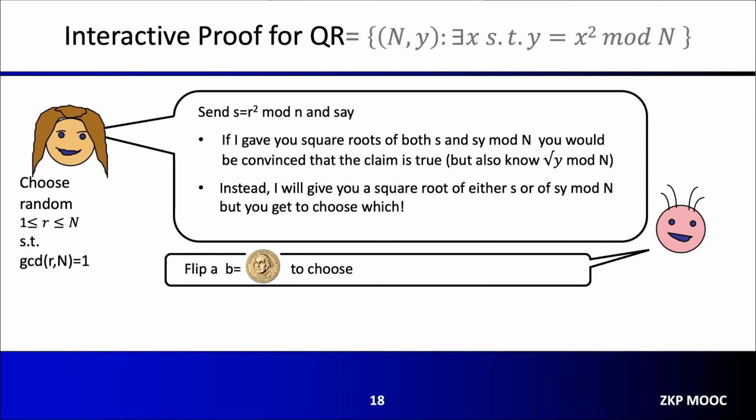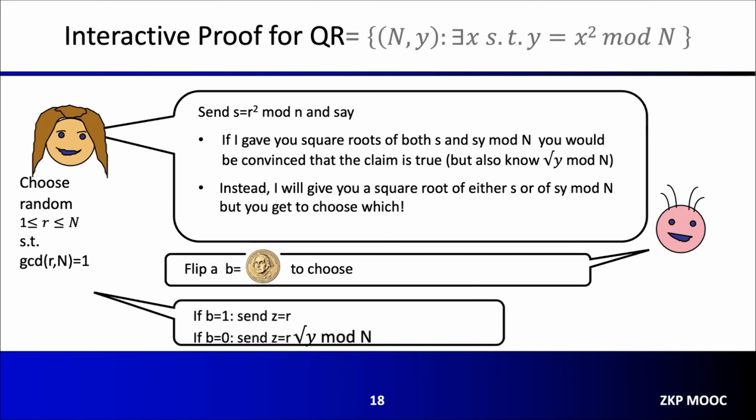I will flip a coin as a verifier to choose a challenge. Hey, give me the square root of s, or hey, give me the square root of s times y. He's supposed to do that. So if my coin turned out heads, or 1, the prover is supposed to give back the square root of s, which is r. And if the coin was tails, he's supposed to give the square root of s times y, which is r times the square root of y, or r times x.